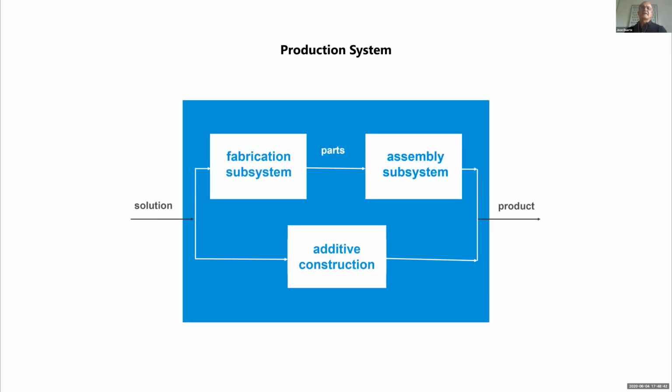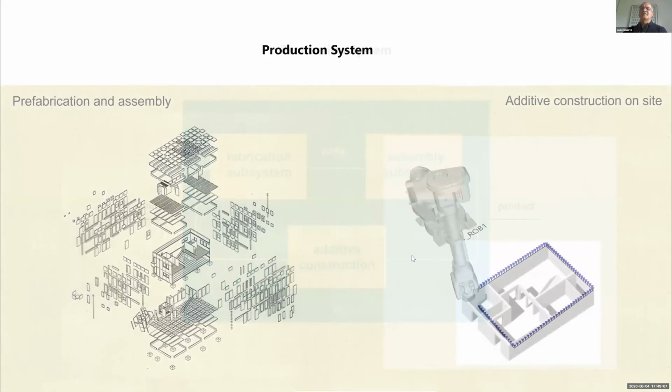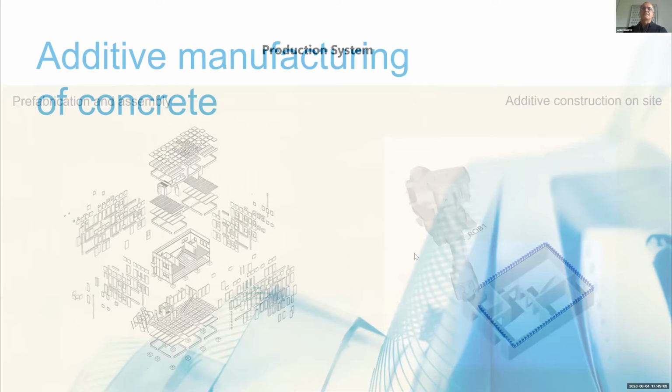The production system can take different forms. In one case, you have the idea of a kit of parts that you can assemble in different ways to generate different configurations. Or, more recently, we have the possibility of additive construction, of 3D printing buildings. So you go directly from the solution to the physical version of the building. So what you see here on this slide is actually exactly that.